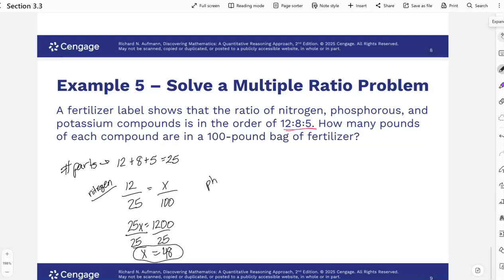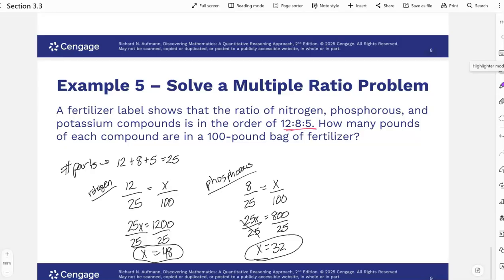Now let's deal with the phosphorus. So we had 8 parts out of the 25. That's phosphorus. And we're trying to figure out that equivalent amount for that 100-pound bag. So again, 25x is equal to 8 times 100, which is 800. If I divide by 25, I get 32. So we would expect 32 pounds from that 100-pound bag to be phosphorus.